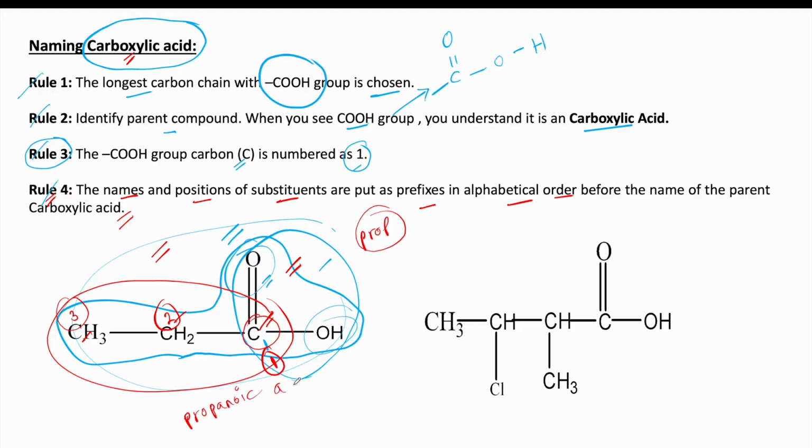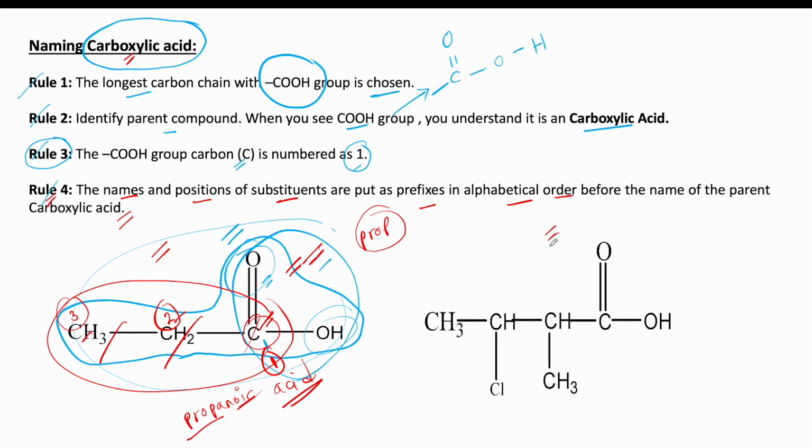Propanoic acid. Why propanoic? Because there are 3 carbons, 1 carbon, 2 carbon, 3 carbon. We call it pro. Oic. Why oic? Because it is a carboxylic acid, an acid, propanoic acid. Alright, so this compound's name is propanoic acid.